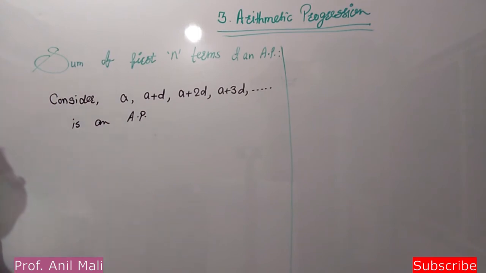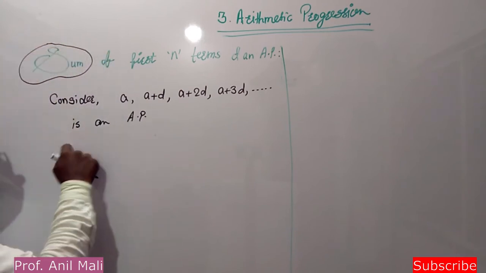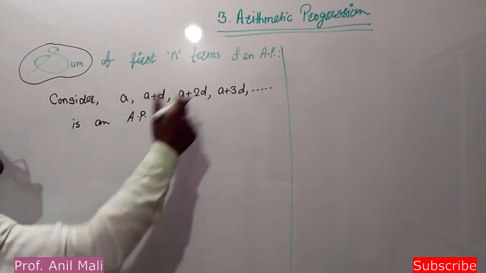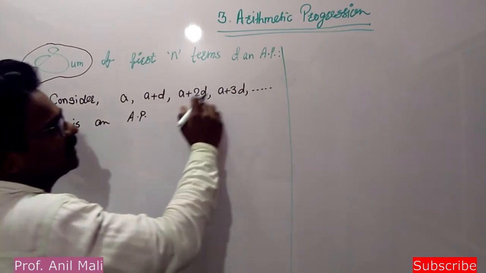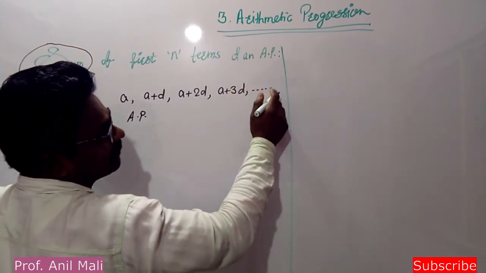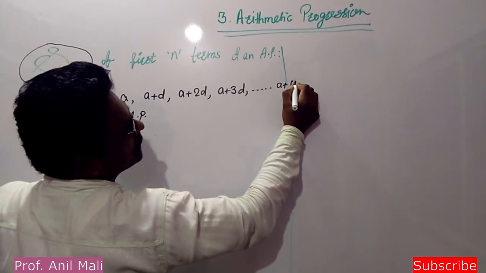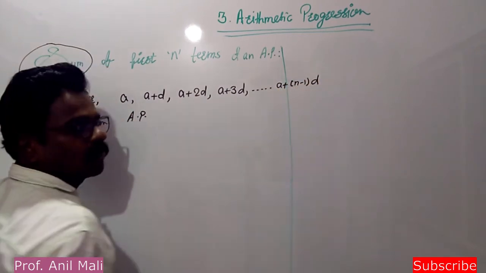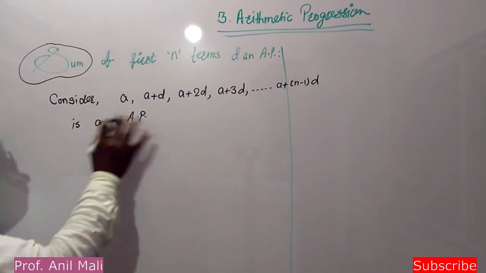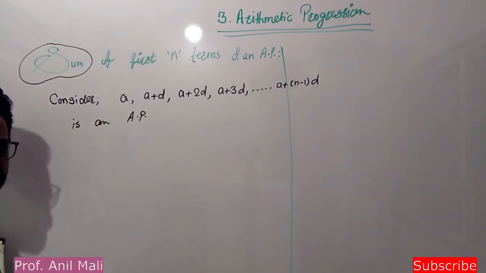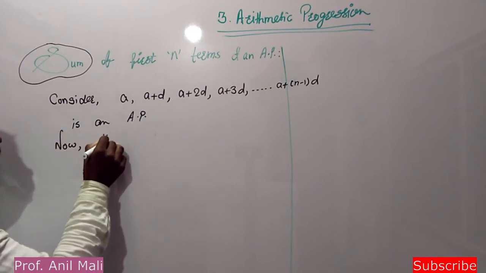Now, students, see here, we are going to take the sum of first n terms. So what will be its nth term? A, A plus D, A plus 2D, A plus 3D, and so on up to the nth term. It is just A plus n minus 1 into D.